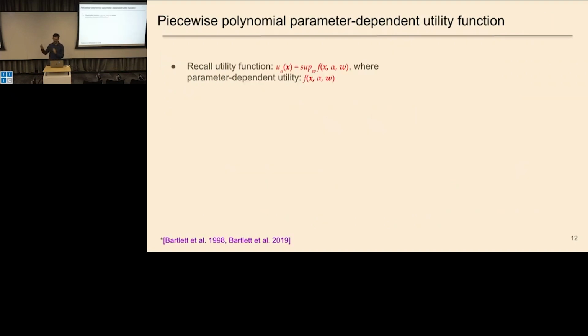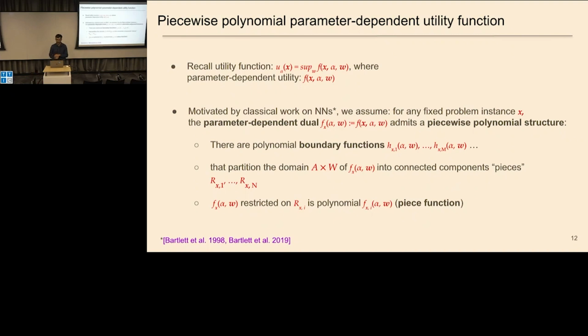So recall the utility function was taking this sup over W of f(x, alpha, W). We have this parameter dependent utility function. Now, in order to actually give a bound on U, we will work on something called the parameter dependent dual. So here, what we do is we fix the input problem instance x, and we study the behavior of this function as you change both the parameter and the hyperparameter. That is what we mean by the parameter dependent dual.